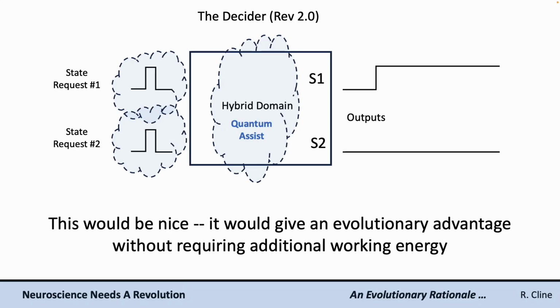Well, this would be nice if there was a quantum assist in a hybrid system for making decisions like this, and if state representations in the brain had a quantum aspect to them, and perhaps if you have two potential future state requests and they are somehow superposed and entangled, this would give an evolutionary advantage at no extra energy cost.